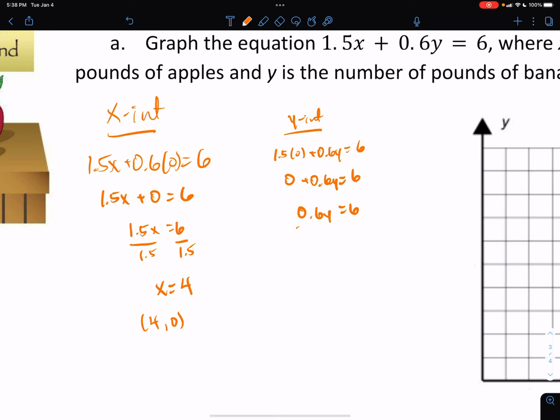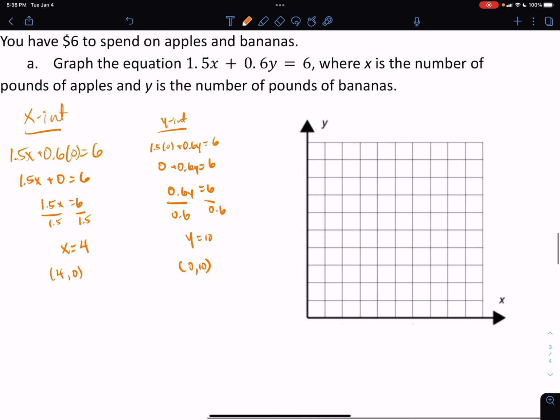0.6y equals 6. Divide by 0.6, divide by 0.6. Well, how many times does 0.6 fit inside 6? And that's actually 10. All you have to know is you can move the decimals over, and you get y equals 10. So your y-intercept is (0, 10).